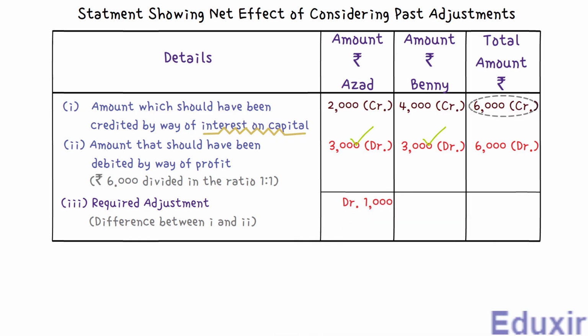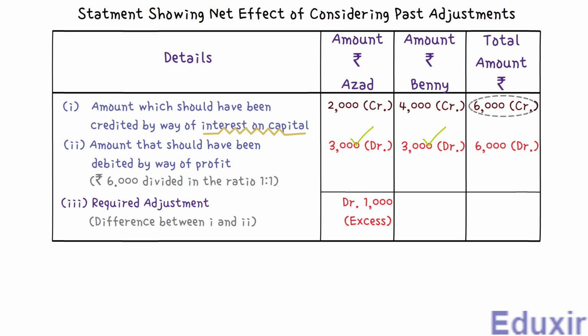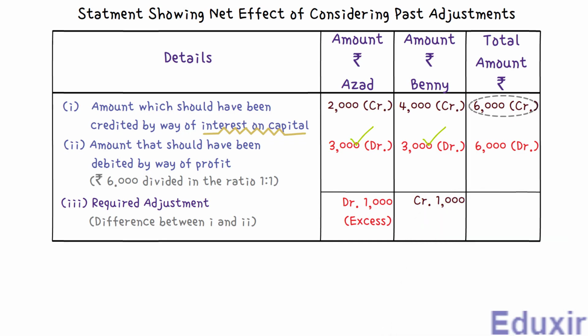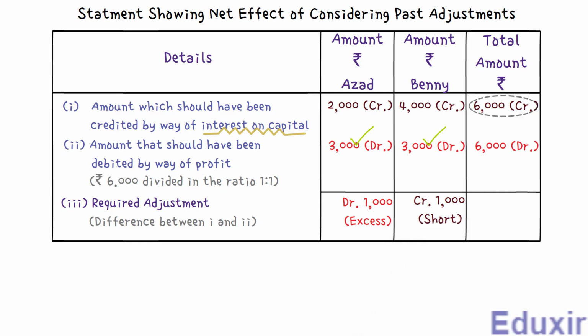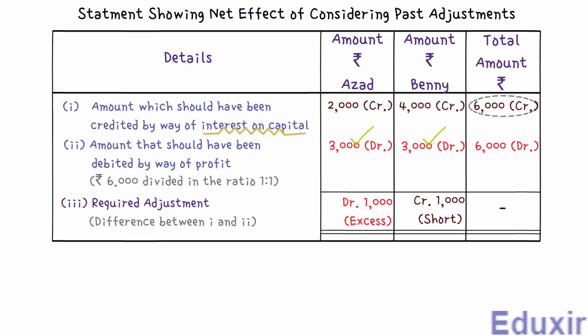See, this much amount is debited because overall this much amount of excess was credited earlier to this partner's current account for partner Azad. Now for partner Benny, the difference between 4,000 rupees credit and 3,000 rupees debit is 1,000 rupees credit. See, this much amount is credited because overall this much amount was a shortage and was not credited earlier to this partner's current account for partner Benny. Now after preparing this table, these final required adjustment entries will go into the journal.